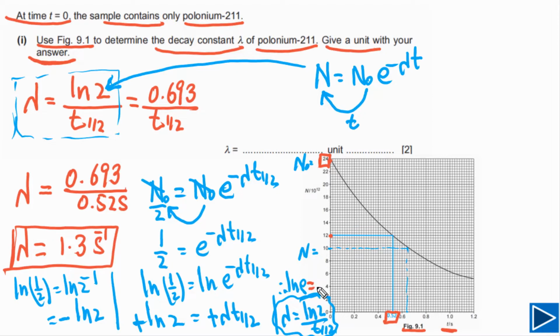Ln e is equal to 1. So this is also an important point. You need to understand ln e is equal to 1. Simply you can say ln and e, they cancel each other.